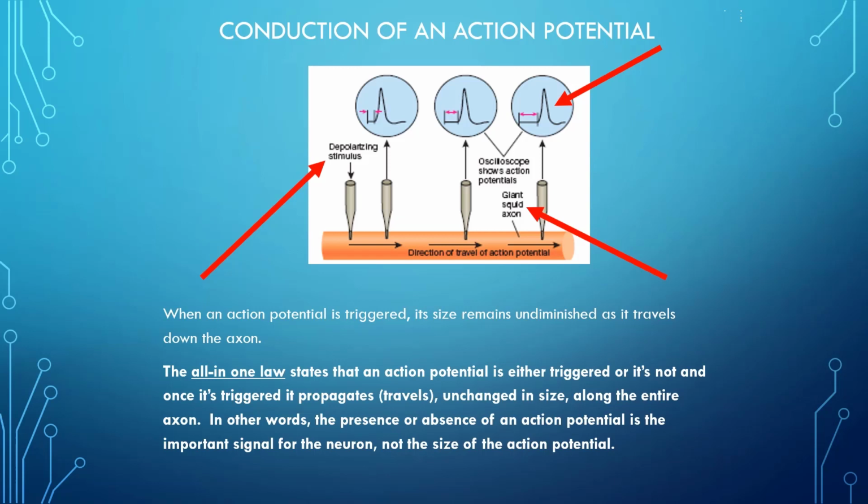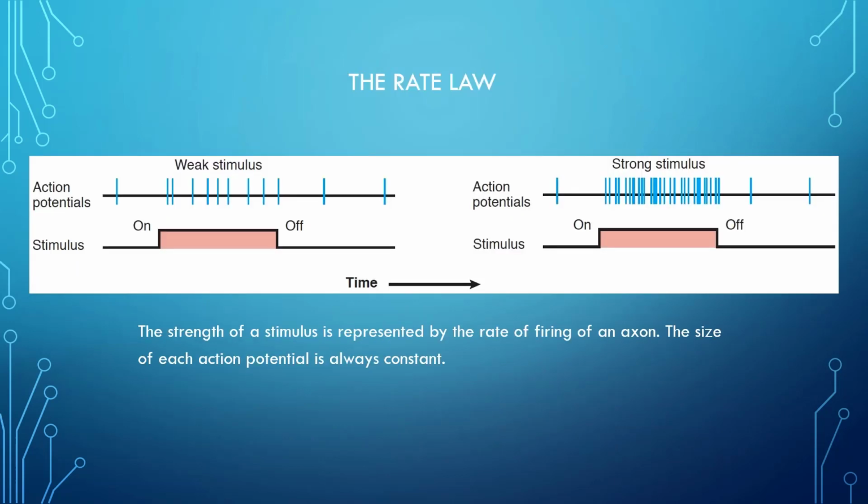Then the other alternative is that it's not triggered. So this is the way that neurons signal. So then how do we determine something like the strength of a stimulus? If we were to talk about a loud sound versus a very soft sound, how does our brain compute those kinds of things? Well, what happens in this case is that we use the rate of firing for the neuron.